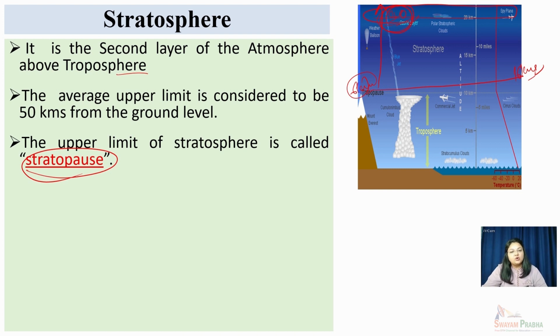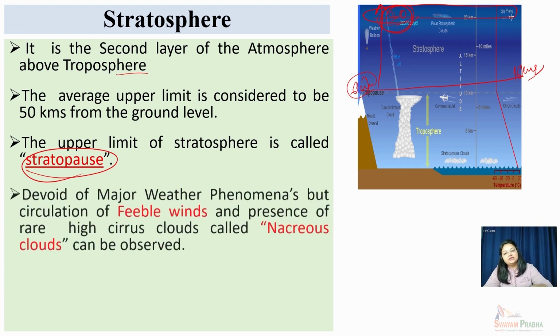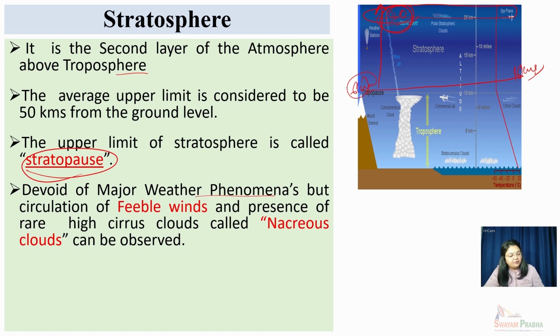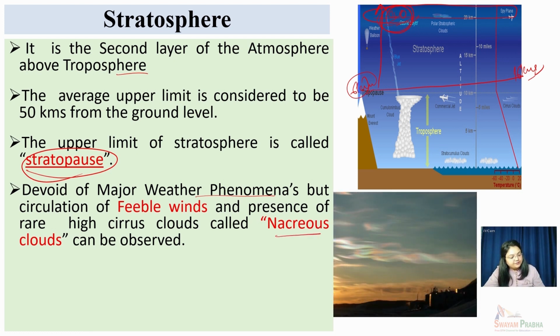The stratosphere, because it is located above the tropopause, which is a zone where mixing of air stops, is devoid of major weather phenomena and is a comparatively stable layer. But there is still a circulation of feeble winds and presence of rare high cirrus clouds in the region called nacreous clouds. And these clouds, sometimes in the polar regions, are also called polar stratospheric clouds.